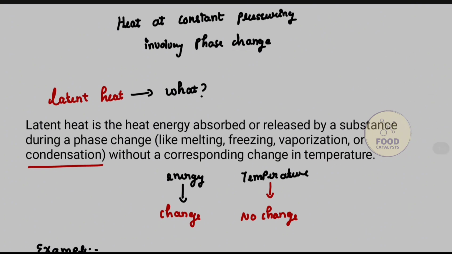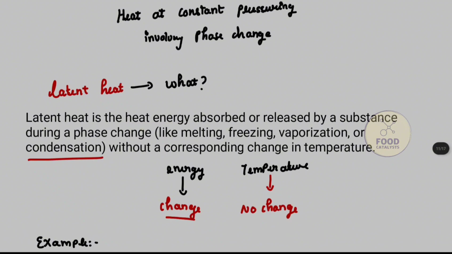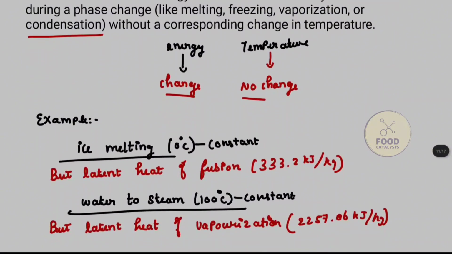Before that, there are two things to understand. Energy is actually changing, but temperature does not change in the latent heat. So let's understand what latent heat is. Let's assume ice is melting at 0 degrees Celsius, which means the pressure is constant and the temperature is also not changing. But what happened? Because of the latent heat present in the ice, it is 3.2 kilojoule per kg. Because of the latent heat of fusion, this ice starts to melt even though the temperature doesn't change.